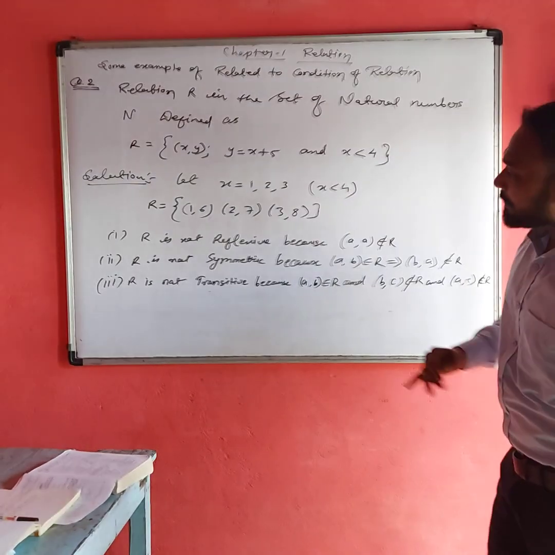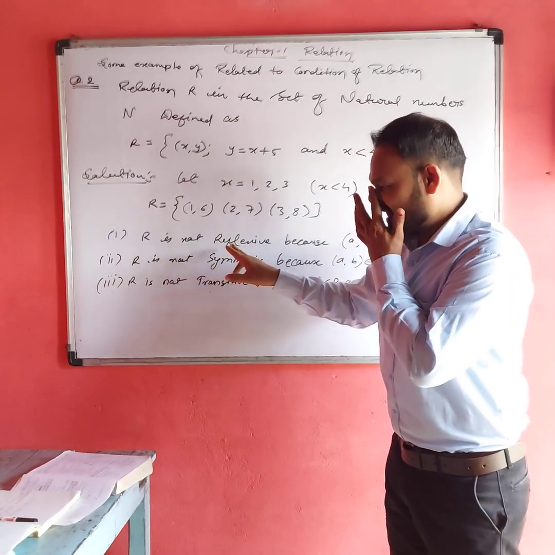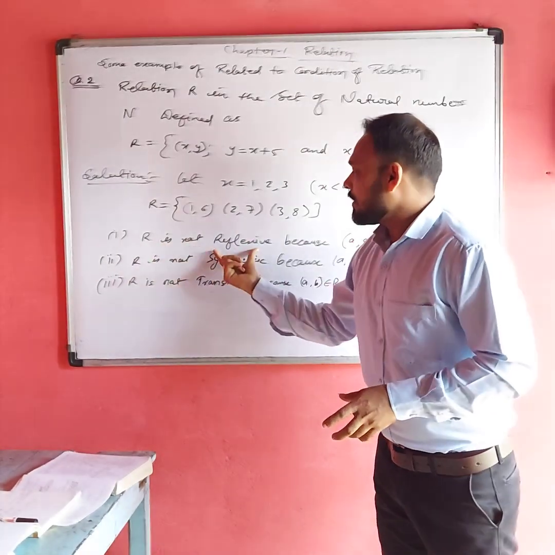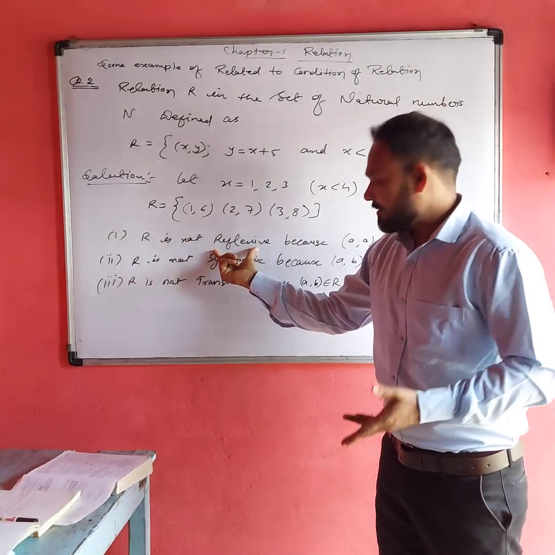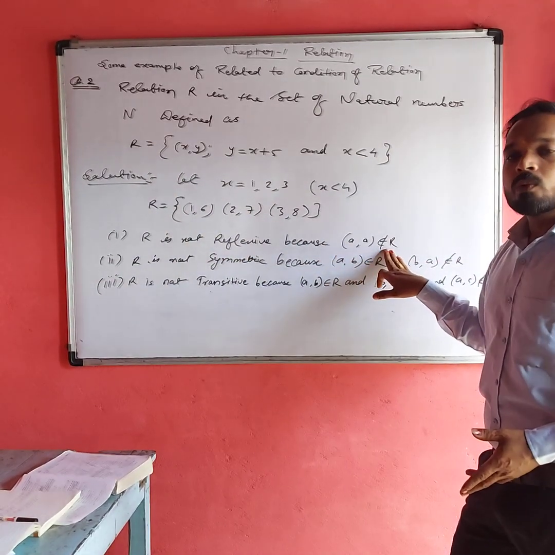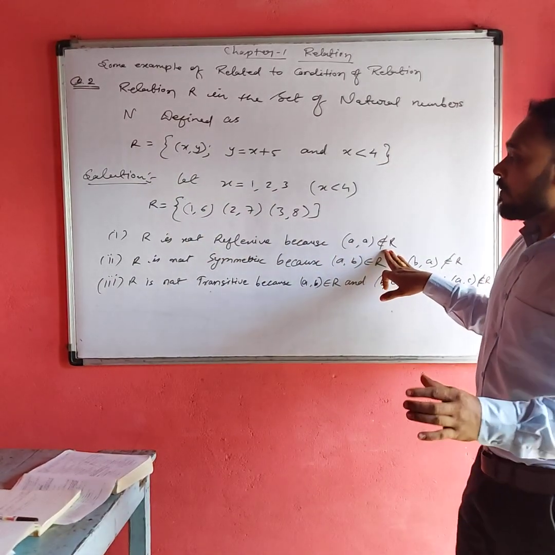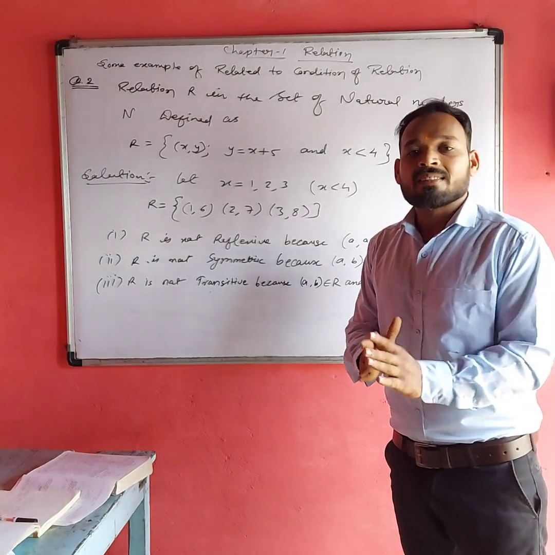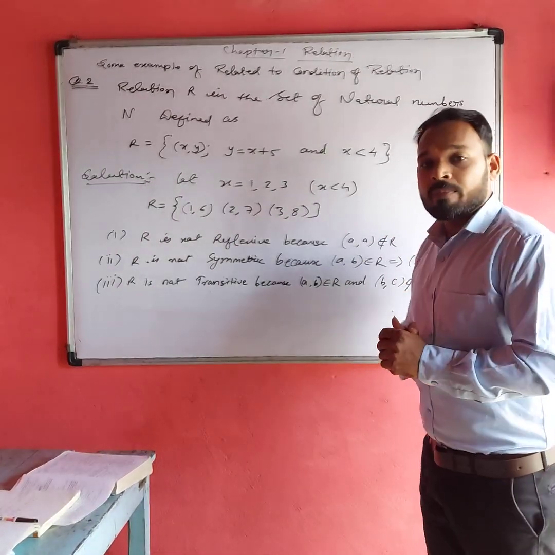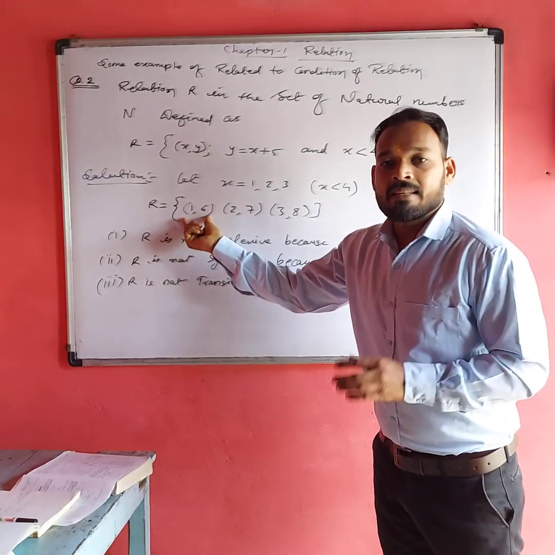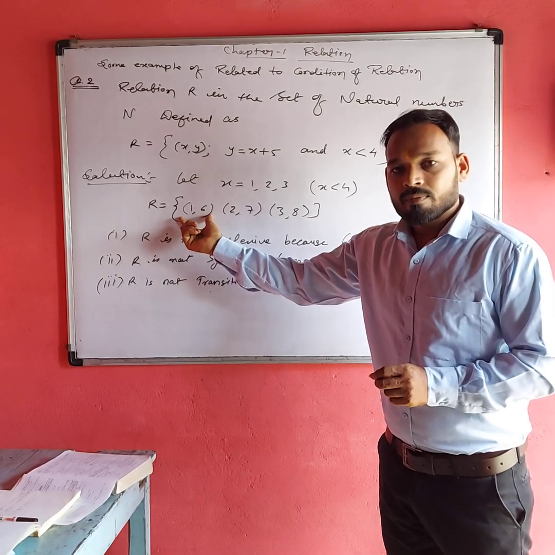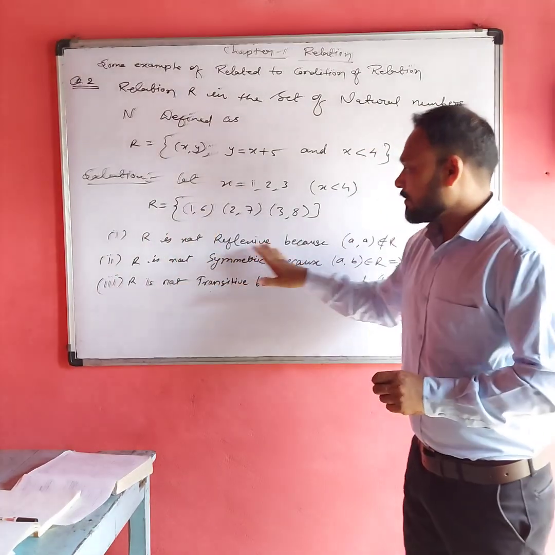Let's check. First condition, reflexive: R is not reflexive. Why? Because (a, a) does not belong to R. A reflexive relation requires (a, a) to belong to R, meaning both are the same, but here they are not the same. That's it. R is not reflexive.